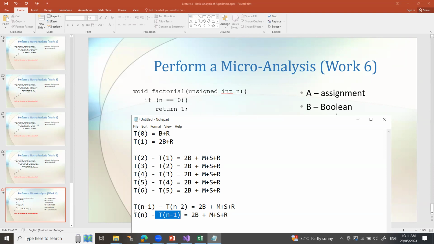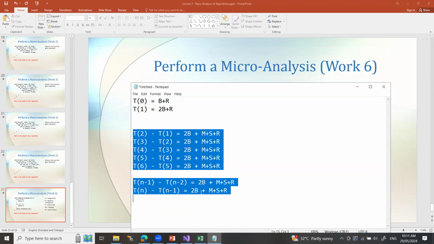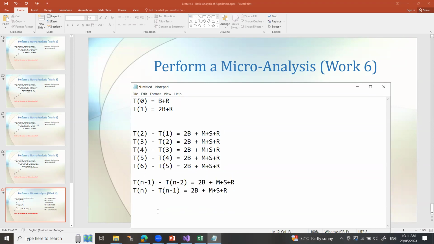So if I add up only the left-hand side, what expression do you expect to get? Again, 2 will cancel with 2, 3 will cancel with 3. So you would end up with T of n minus T1. Cool. So that's the left-hand side.